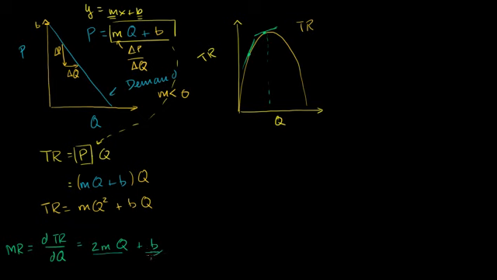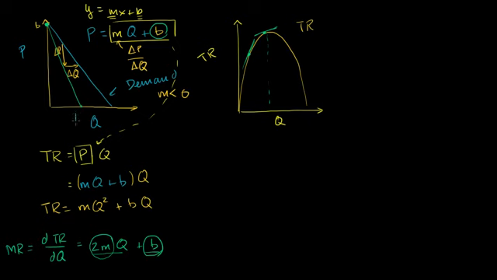So notice, it has the same y-intercept as our demand curve. So it definitely starts right over there. But it has twice the slope. The slope of our demand curve is m. The slope of our marginal revenue curve is 2m. And this is a negative slope, so this will be twice as negative. So it will look something like this.